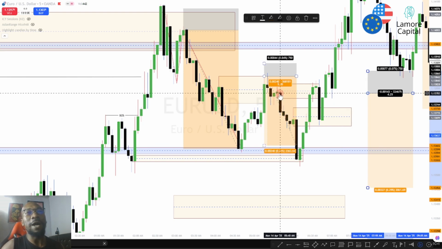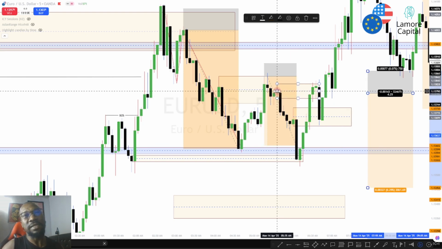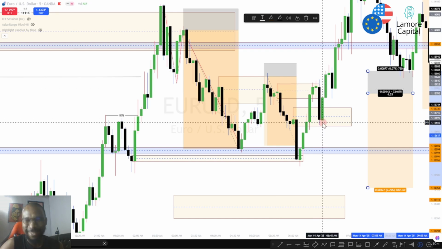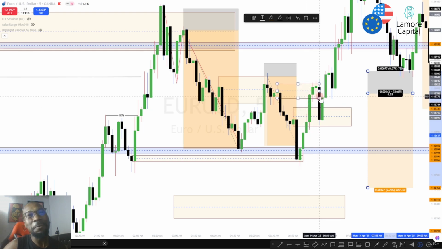So I looked for another order block that hasn't been mitigated. This is another order block that hasn't been mitigated. But what would I call this? This is an order block that actually pushed the market to the breaker block. This is the order block that pushed the market to the breaker block, and the breaker block was respected.